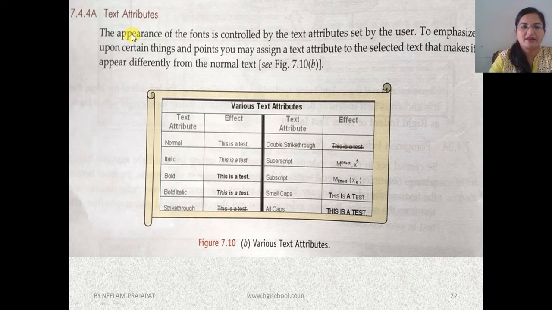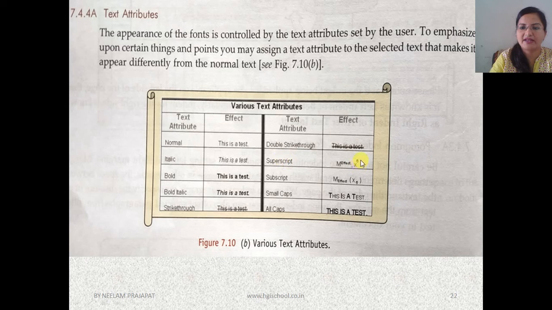Now, text attributes. The appearance of the font is controlled by the text attributes set by the user, like how the text appears: normal, italic like this, bold like this, bold italic. Then this is strike through, if it is cut by a line. Double strike, there is a double line on the text.